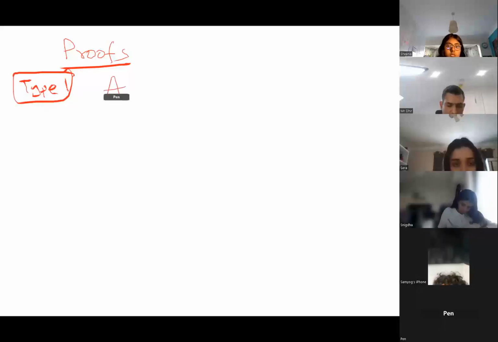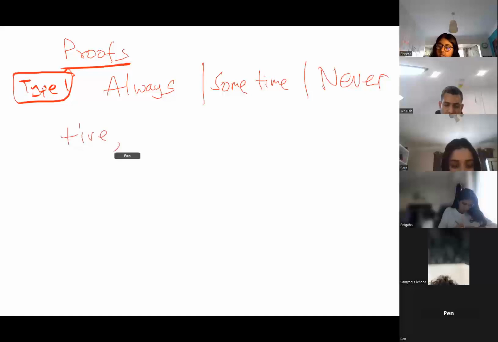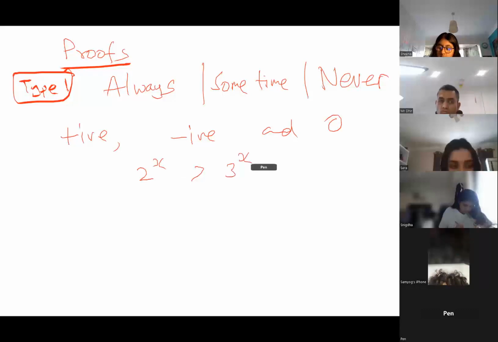Yes, the first type is always, sometimes, and never. Now, what happens in these types of question, always, sometimes, and never? We use numbers. We use positive, we use negative, and we use 0 maybe. So, for example, they say 2 to the power x is greater than 3 to the power x or something like that. Is this true always, sometimes, or never? Or greater than or equal to, something like that. Yes. Most of the time the answer is going to be sometimes. But you can't write only the answer without doing the working.